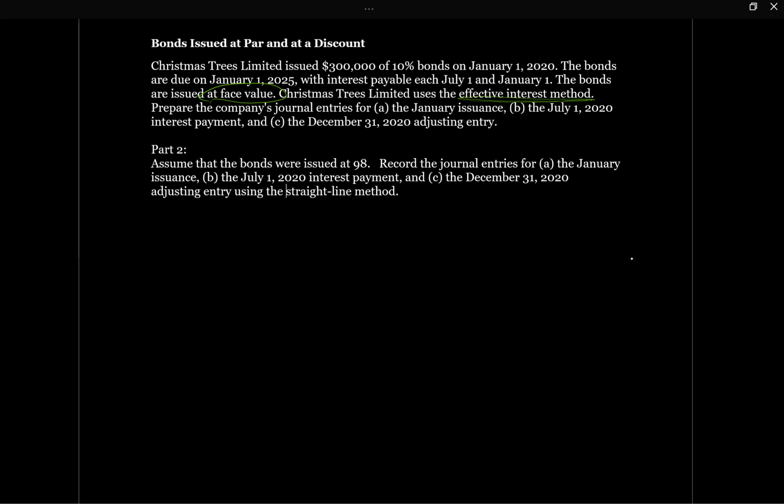So let's record our journal entry at issuance, which is going to be January 1st, 2020. So we're simply going to have debit cash. The company is going to receive cash from issuing the bond, and credit bond payable.